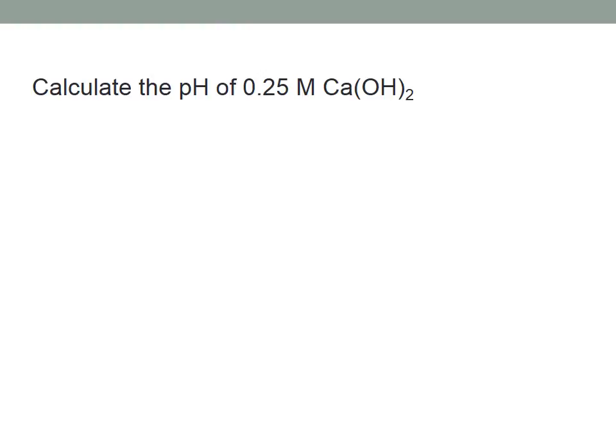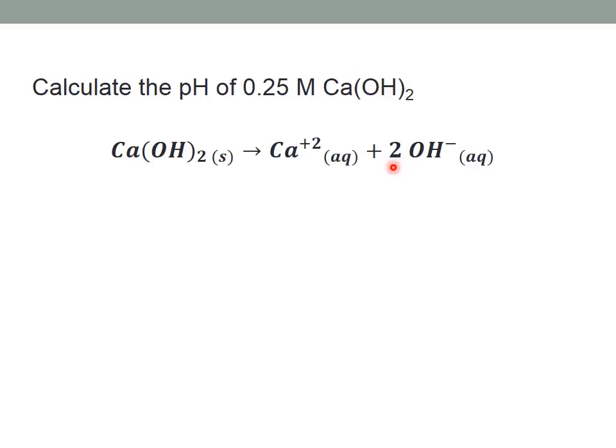So here we're asked to calculate the pH of 0.25 molar calcium hydroxide. This one is different. We're given the base, and we're asked to calculate the pH. So if we're given the base, first we need to find the concentration of the ions. It's a strong base. So we have calcium hydroxide, and this is what it dissociates to. We see we have two hydroxide ions. So that means the hydroxide ion concentration to the calcium hydroxide is in a 2-to-1 ratio. The stoichiometric ratio is 2-to-1.